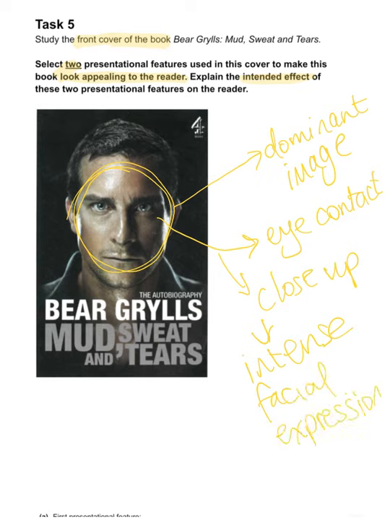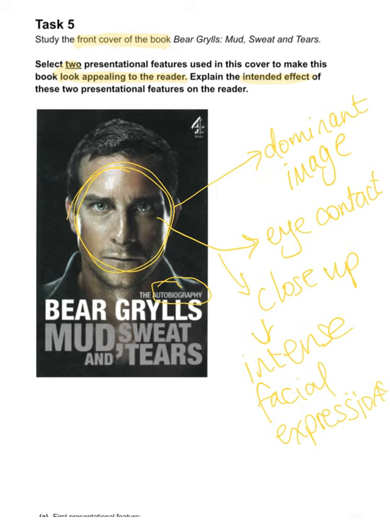And then I must link that back to the question: how does that make the book appealing to the reader? I'm looking at the title and it says it's the autobiography of Bear Grylls. So that tells me straight away that he's written the book. And the title is Mud, Sweat and Tears. Normally the phrase is blood, sweat and tears, but because he's got mud, sweat and tears, it's fitting into that idea of adventure, of ruggedness, of strength. And so we can see how the presentational feature is linking into the title of the book.